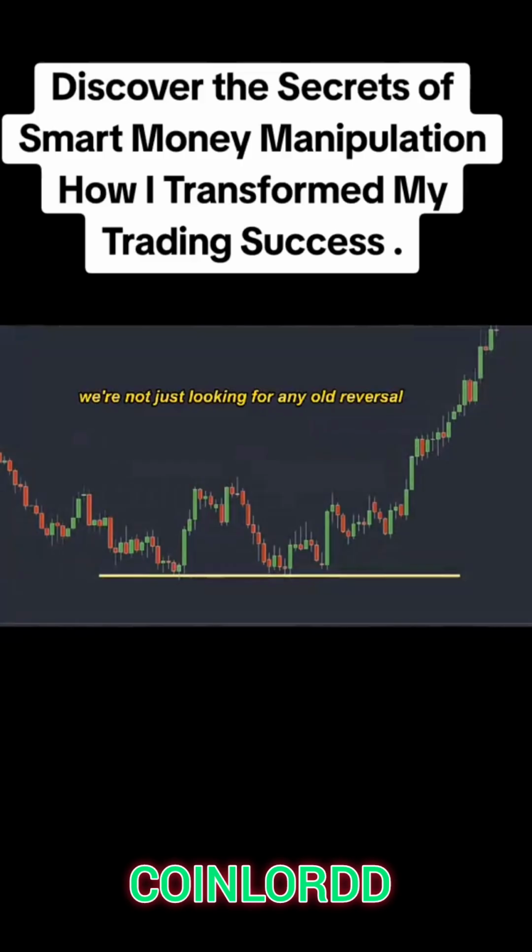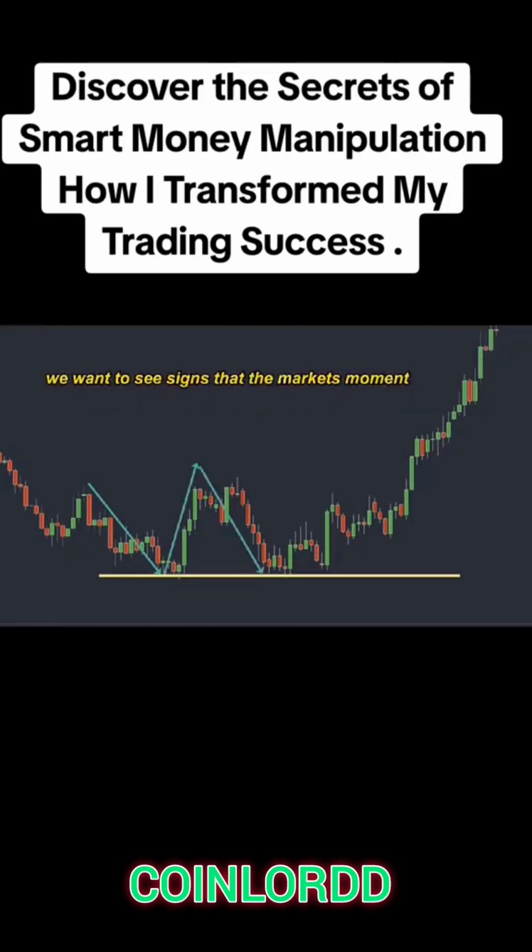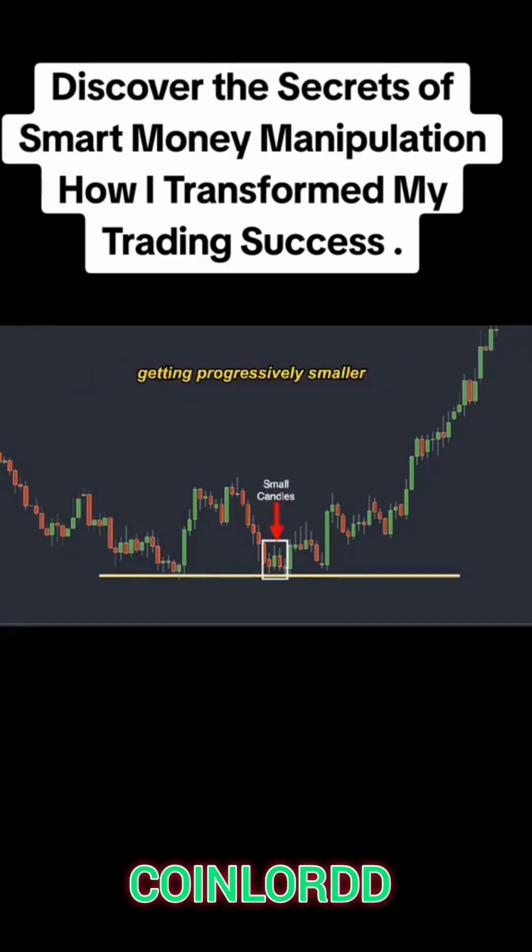We're not just looking for any old reversal. We want to see signs that the market's momentum is slowing down as it approaches these key levels. What does that look like? Well, if you see a series of candlesticks getting progressively smaller as they near a support or resistance level, that's a big clue that the market might be ready to turn around.